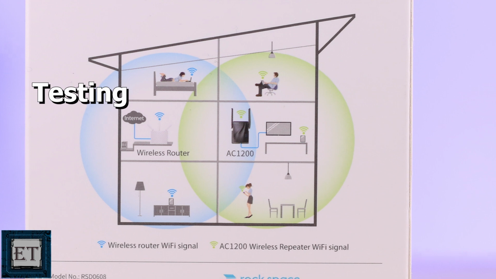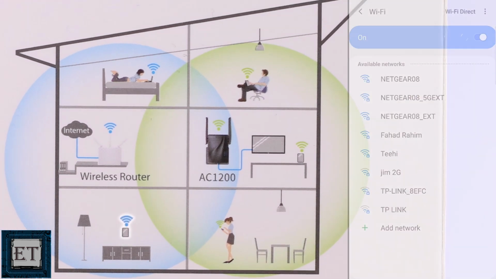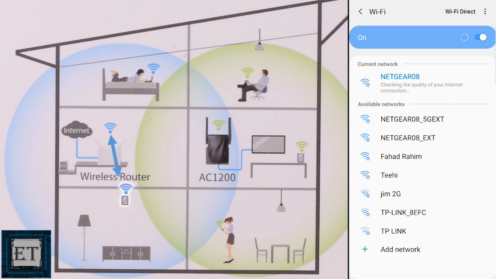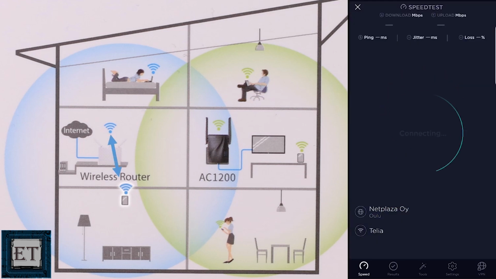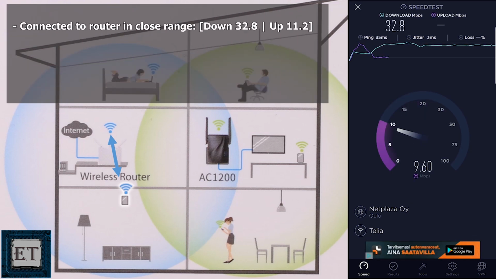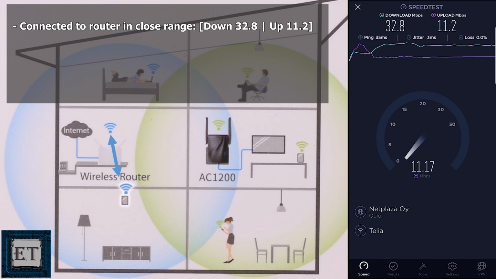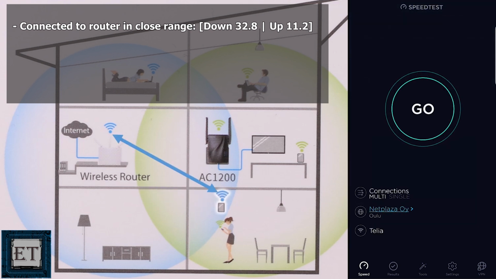Finally, I decided to test out the extender after trying out a few times to get the right positioning. First, I had my phone connected to my actual Wi-Fi router within close range. Here I was able to get 32.8 megabits per second on download and 11.2 megabits per second on upload. Next, I connected from a different room around the edge of the Wi-Fi signal where the signal strength was considerably weak.